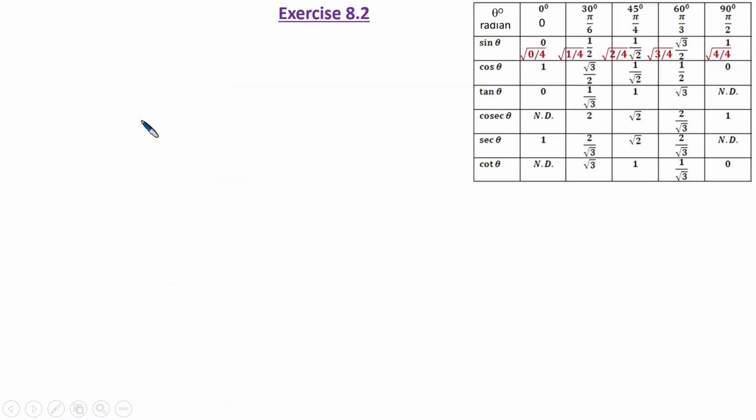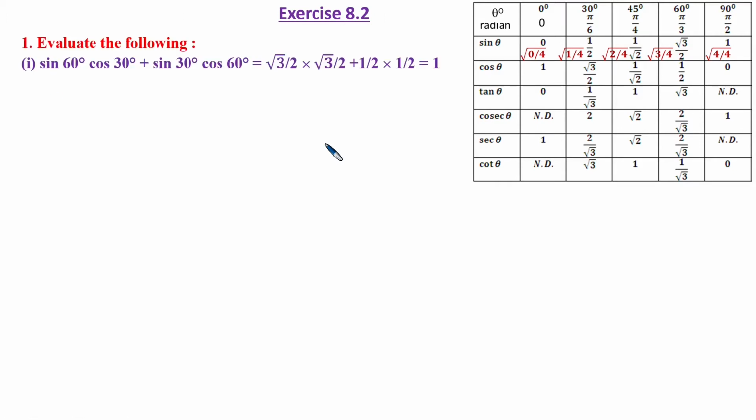Okay, now exercise 8.2. Let me go a little quicker, because otherwise it is becoming too lengthy, and these are all too simple and you should do it yourself. Freeze it and please check it. Take it as a hint and you should be able to solve this. Evaluate the following: sin 60 degree, cos 30, this one. So I take the values from here, substitute here, and I find it equal to 1.